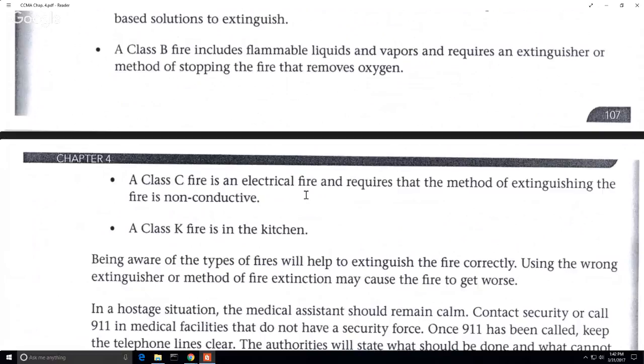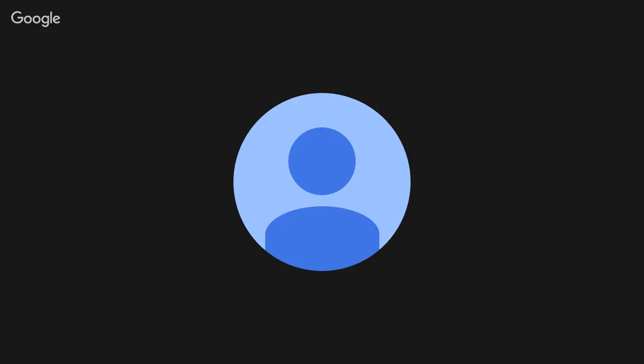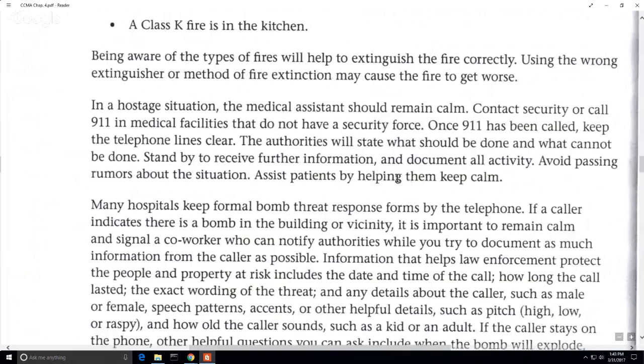So we have so many different kinds of fires, so we have a different fire extinguisher for each one. Being aware of the type of fire will help to extinguish the fire correctly. Using the wrong extinguisher or method of fire extinction may cause the fire to get worse. We don't want that. So I just call 911 and get out. That's true. They always say that if possible, only then you try to extinguish it. If not possible, go out. You don't want to die in the fire.